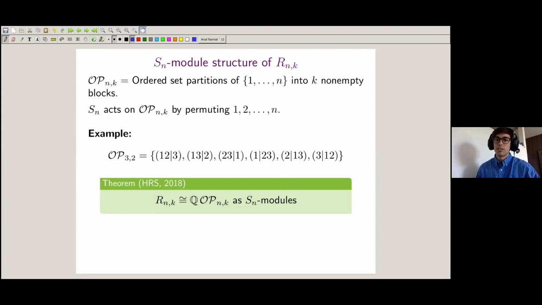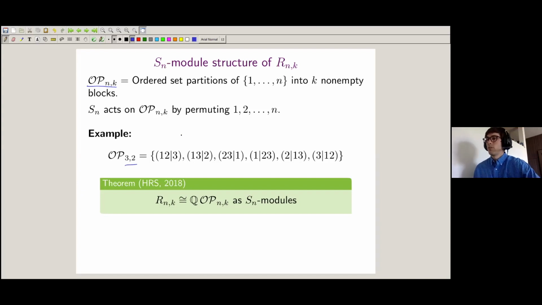And it also has a nice Sn module structure governed by ordered set partitions. So I'll let OP_{n,k} be the ordered set partitions of the integers 1 through n into k non-empty blocks. And Sn acts on this set just by permuting the labels, the numbers. So here's an example with 3 and 2.